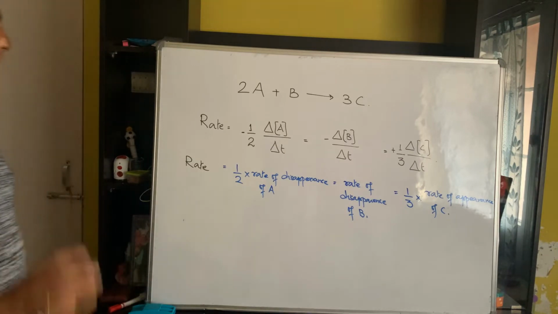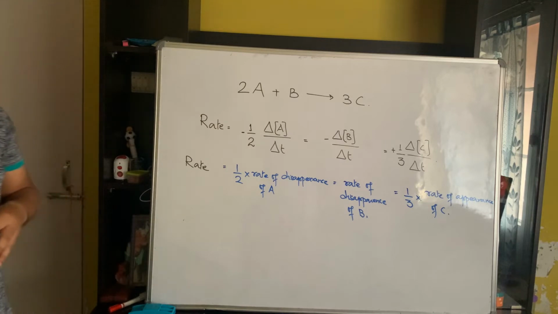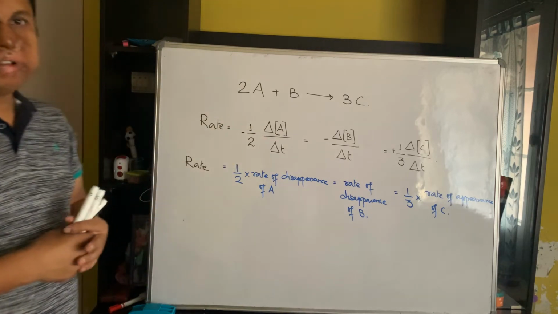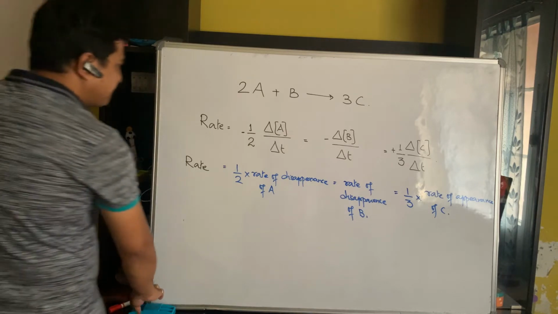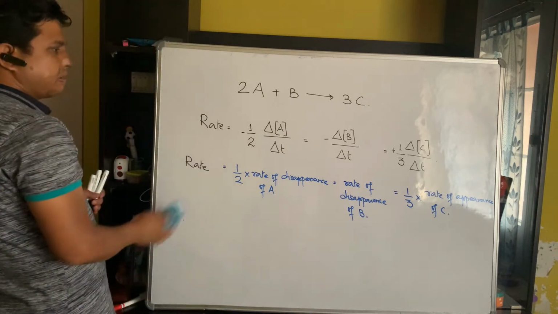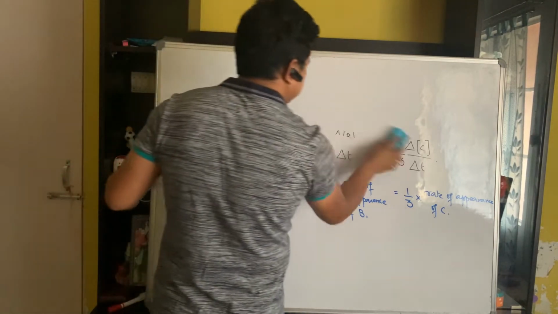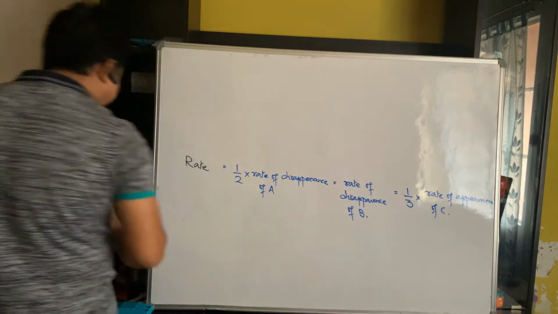Okay. So whenever we have a reaction where the stoichiometric coefficients are different, then in order to express the rate, we need to divide everything by the respective stoichiometric coefficients. Okay. Now let us see some examples, then we'll do some numerical part here. So for example, Haber's process, manufacture of ammonia.